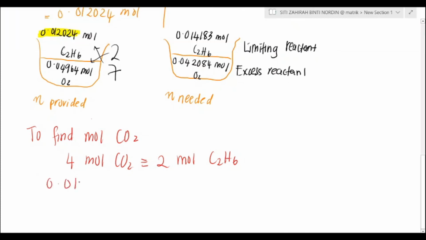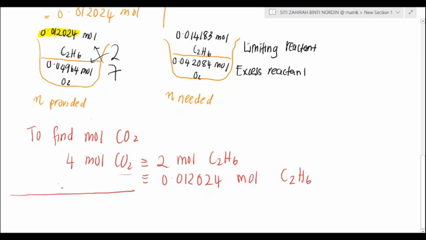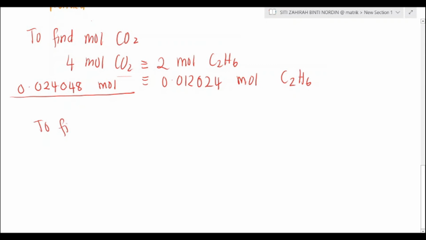So 0.012024 mole. Oops, sorry, I got it wrong. This is the one that we want to look for. Okay, so from the equation, your 2 mole of C2H6 will be 0.012024 mole. So your mole CO2 would be 0.024048 mole.